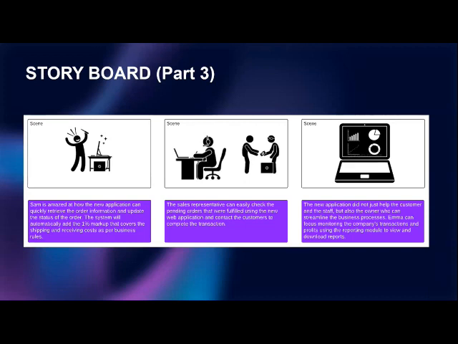Into our next scene, now you can see Sam is amazed how the new application can quickly retrieve information and update status for the orders. This new system will automatically calculate the 1% markup that covers the shipping and receiving costs for the item. After that, our sales representative can easily check the pending orders and then they can be fulfilled using the new system, and they can contact the customer and complete the transaction.